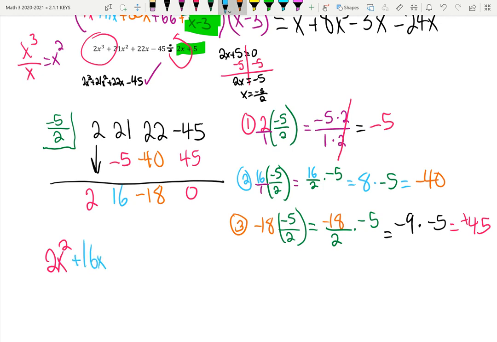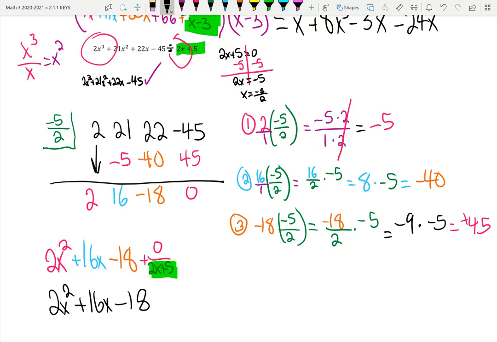16x, negative 18. And this remainder would be 0 over 2x plus 5 because it's the remainder. The remainder is always a fraction over the divisor. But the cool part about that is with the numerator 0, I can just leave it as 2x squared plus 16x minus 18. Right?